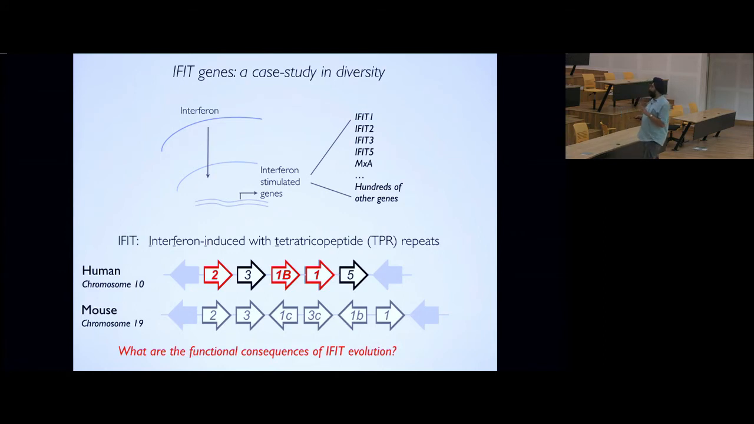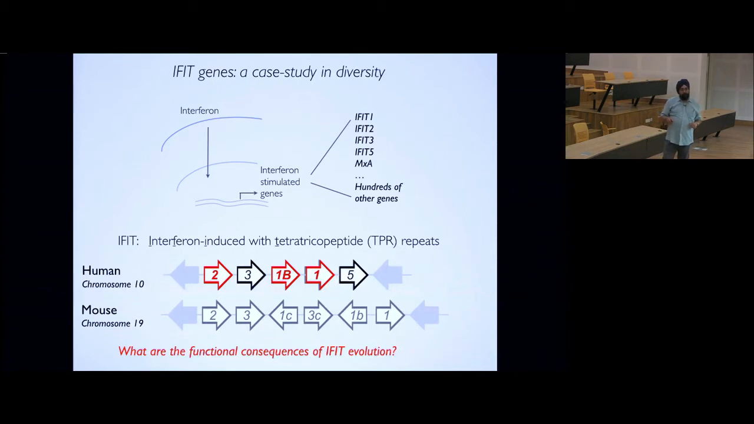What makes life really easy for people like me, though, is that all the IFIT genes in mammalian genomes happen to be in exactly the same syntenic genomic locus, which means no matter which mammalian genome we look at, we look to the left, we have the same genes, we look to the right, we have the same green genes, which happen to be olfactory receptors, but that's not important. It means I can look at all of IFIT evolution just by looking at this genetic location in different genomes.